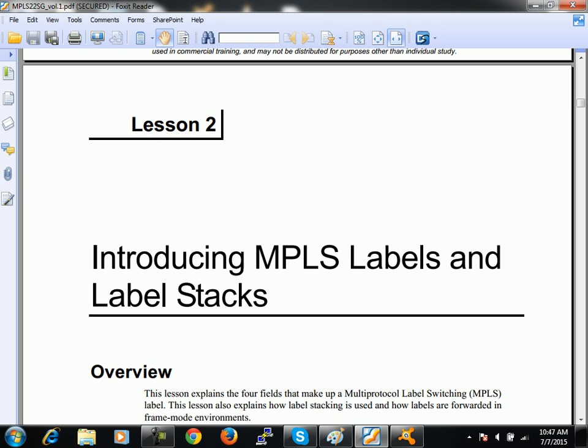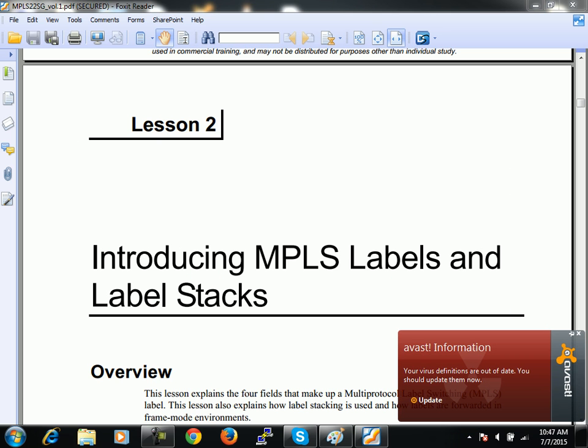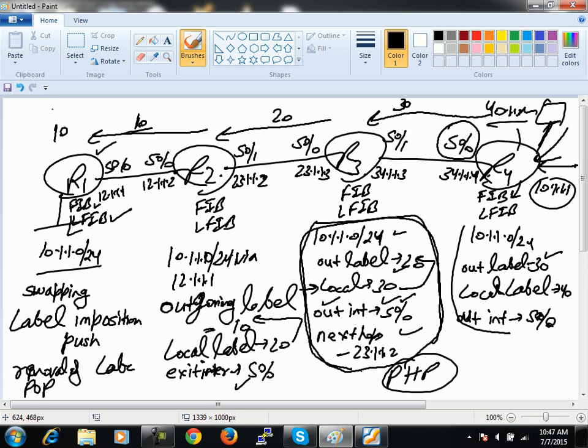Now let's talk about these labels, and after that I will also teach you PHP. I hope you have understood the meaning of imposition and deposition. Imposition of label: whenever a packet enters the MPLS domain, then the HLSR will be responsible to impose a label onto your packet. And whenever your packet leaves your MPLS domain and goes towards a non-MPLS domain, then the HLSR will again be responsible to pop, to depose your label, to remove your label from outgoing packets.